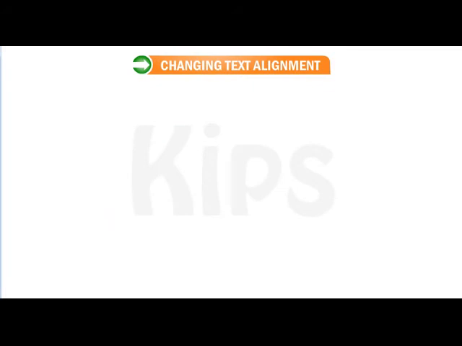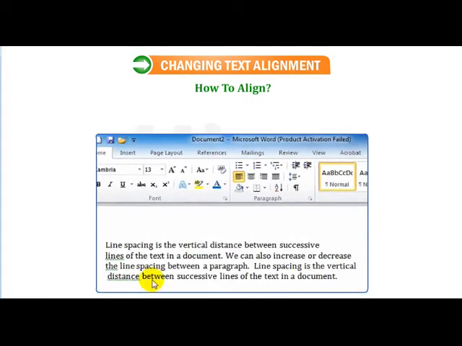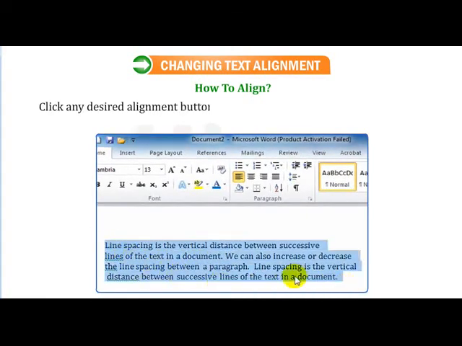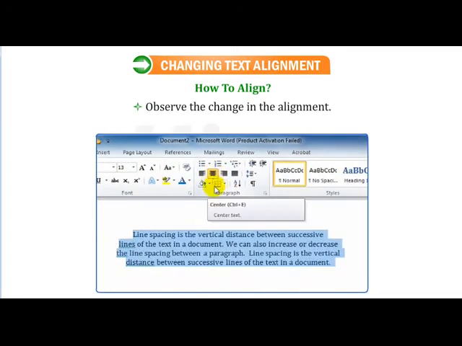Now let us understand how to align. Select the text. Click any desired alignment button in the paragraph group on the Home tab. Observe the change in the alignment.